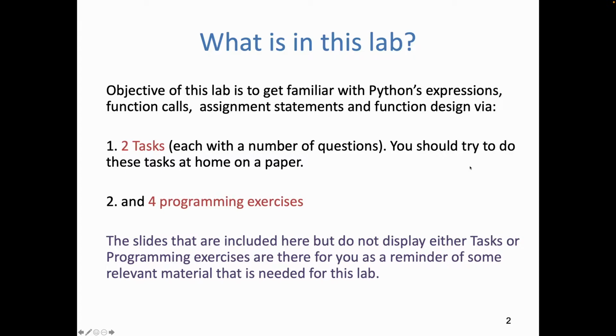So in today's lab you have two tasks. You can try to do those tasks at home on paper or online on the Coursera webpage. And besides these two tasks, you have 4 programming exercises. During the lab section, you have to finish these 4 lab exercises.